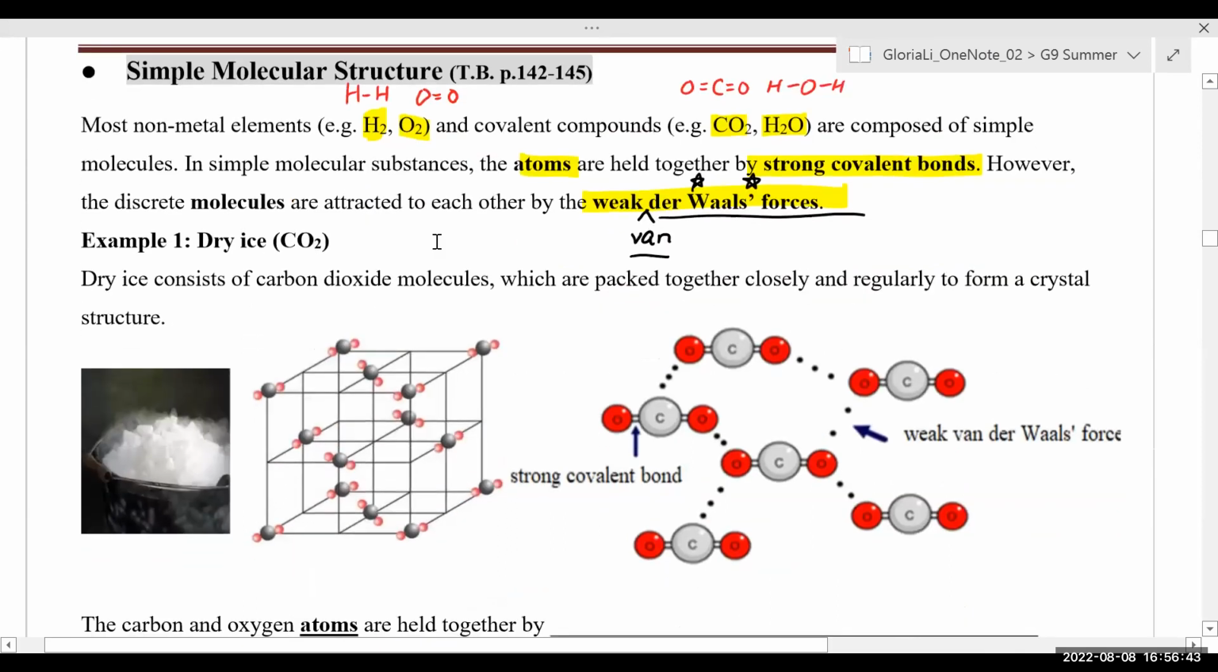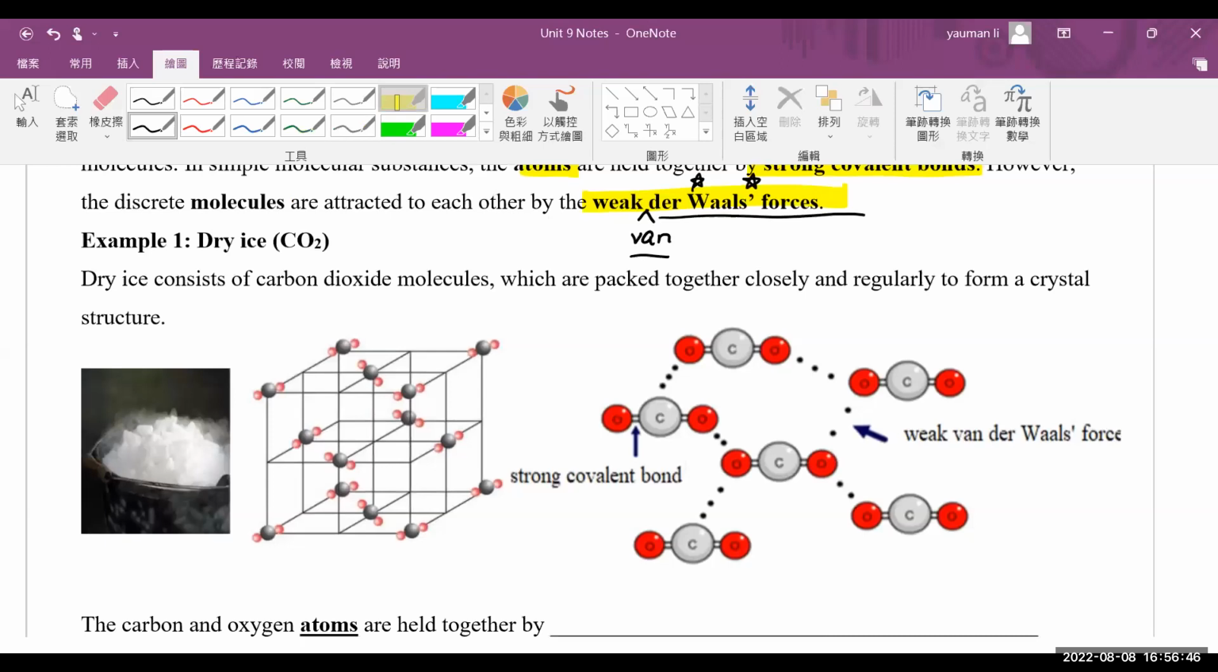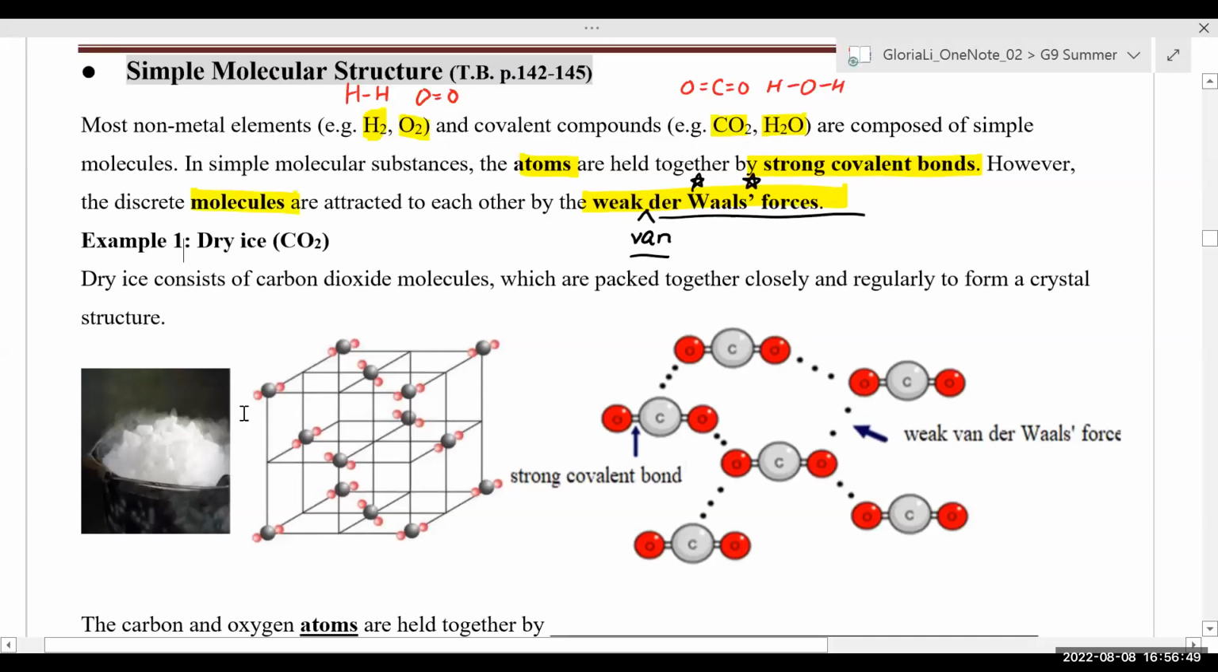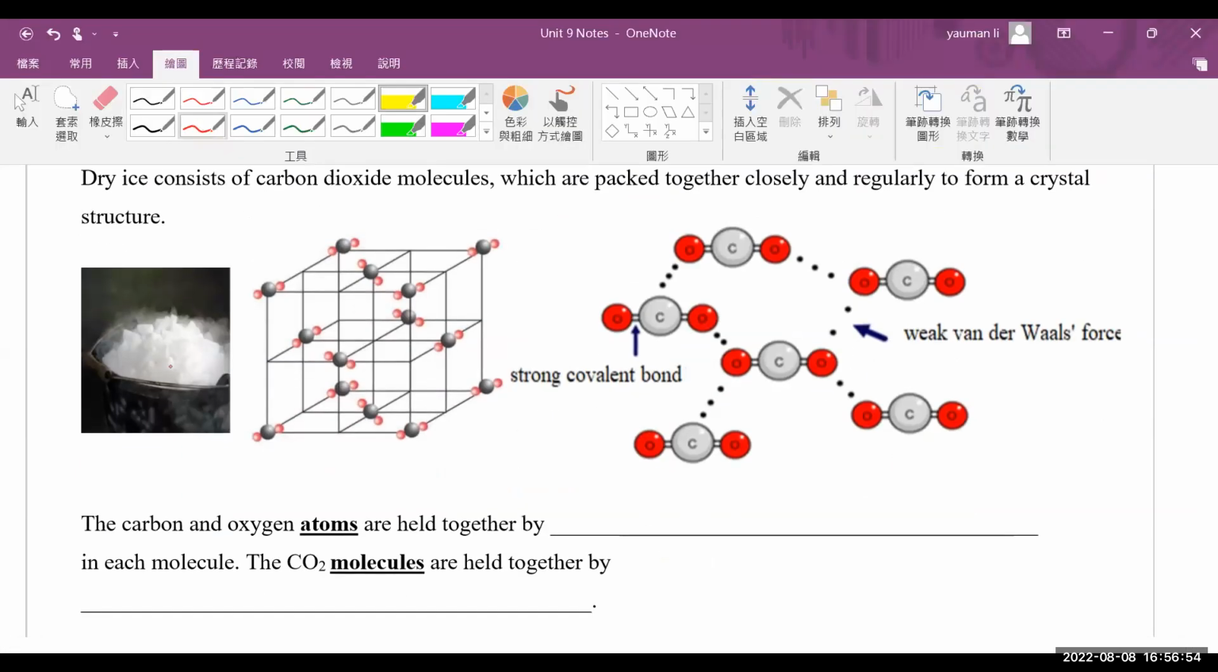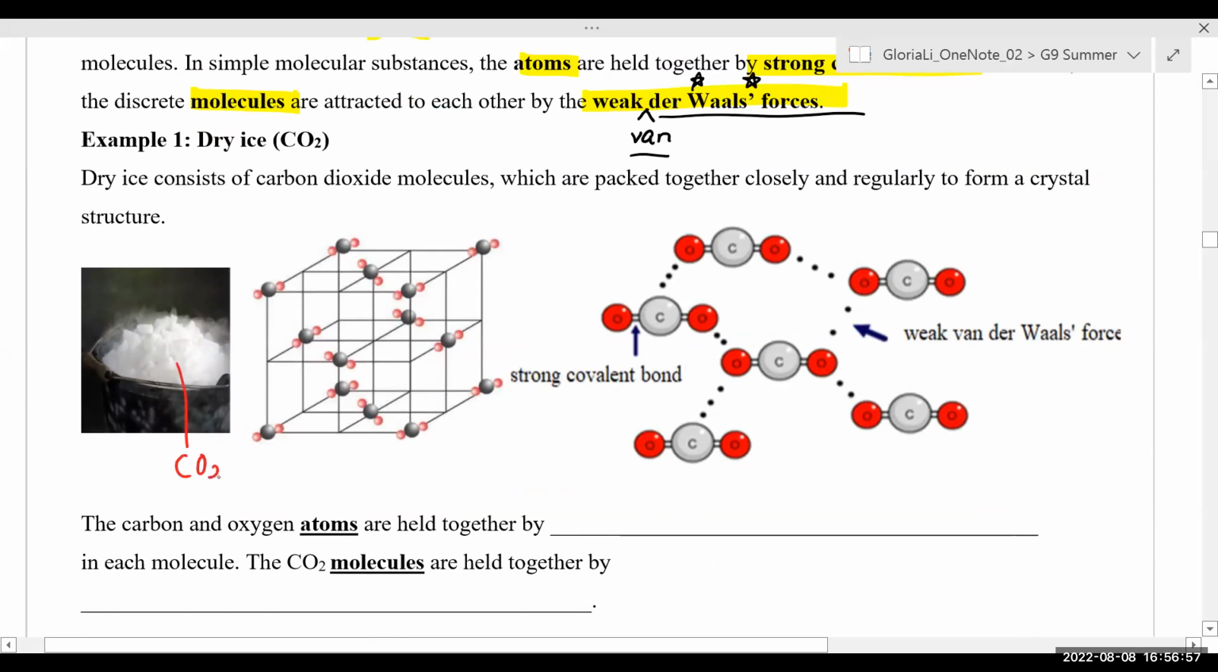Weak van der Waals force exists between the molecules. So what does it mean? Let's talk about the dry ice picture again. Write down, this is the carbon dioxide solid. I use the symbol S to represent solid. And can you see there are some gases coming out? So this is carbon dioxide gas. No matter whether it's the solid form or the gaseous form, the molecule itself doesn't change. It still keeps as CO2. We can say this is the carbon dioxide solid, and this is the carbon dioxide gas.